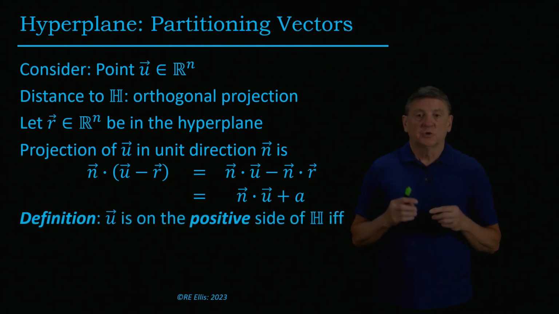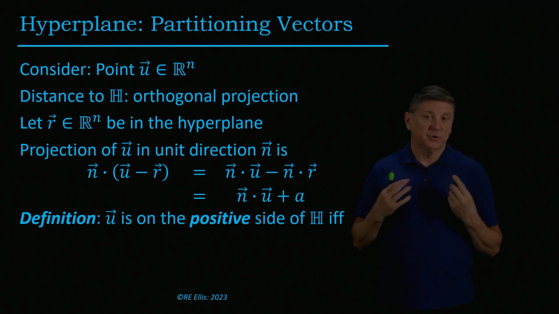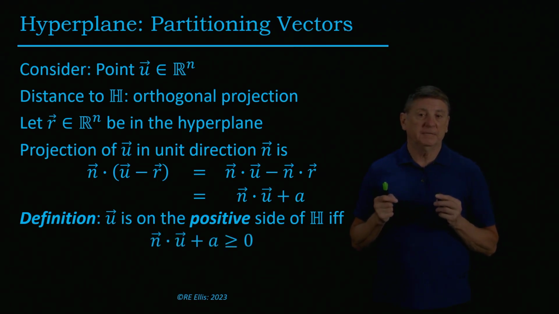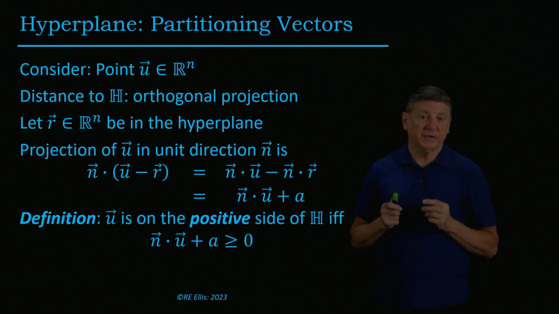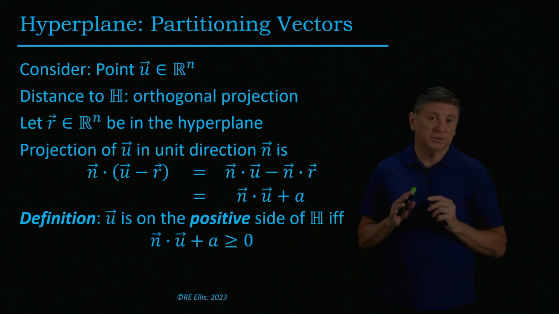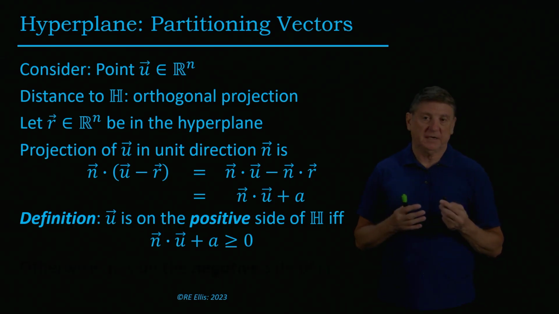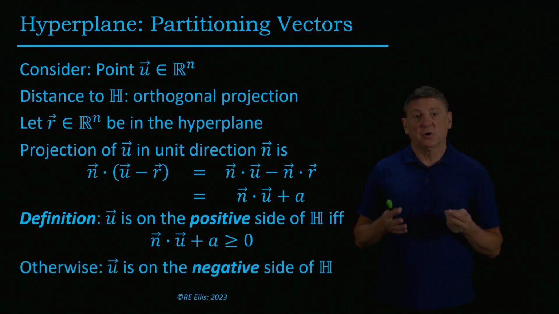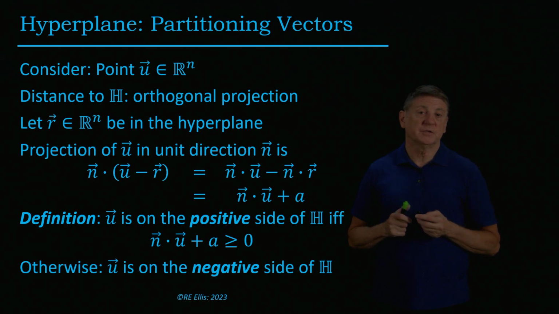So we'll say that a new vector u is on the positive side of the hyperplane if and only if its orthogonal distance to the hyperplane is greater than or equal to 0. Now, this equal sign is a constant minor annoyance in machine learning, and we're just going to call that the positive side. And then if it's not on the positive side, we'll say that the vector is on the negative side of the hyperplane.